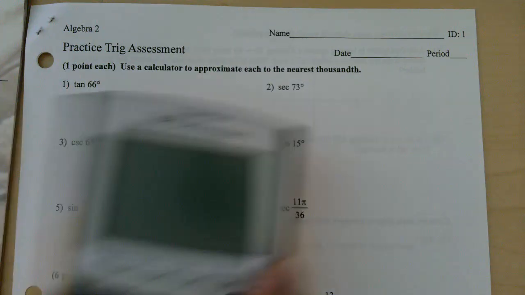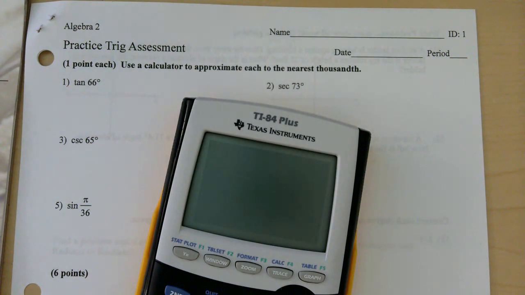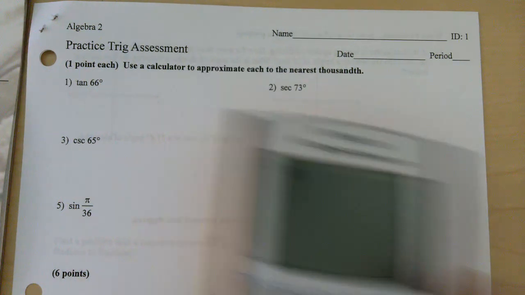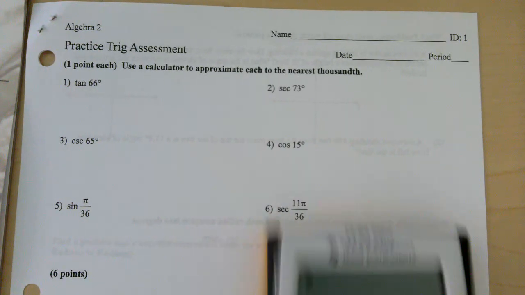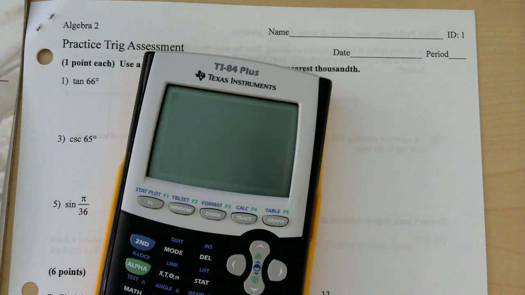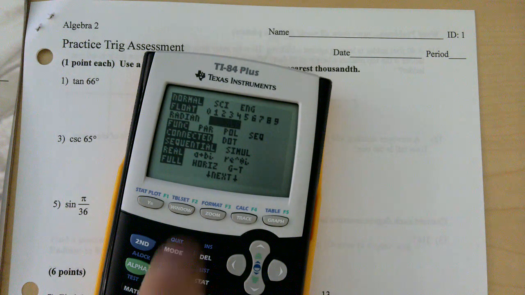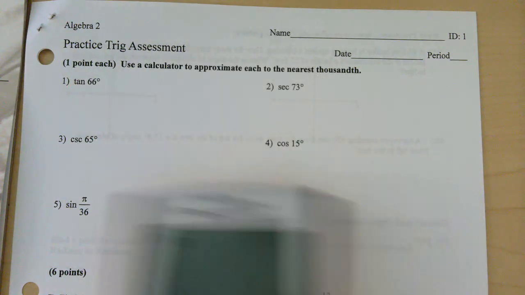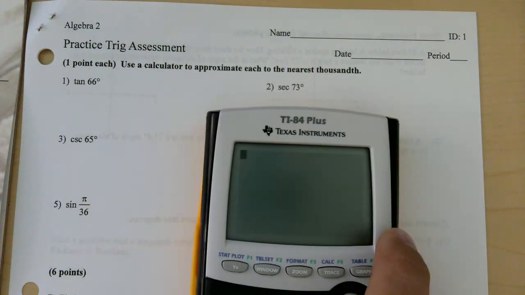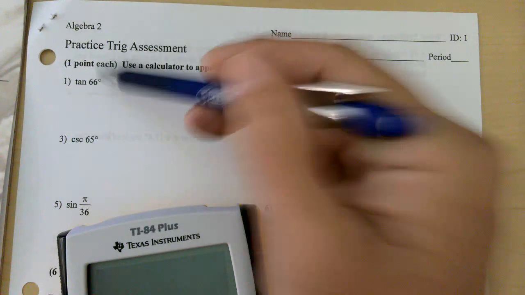The first thing you need to do is make sure you're in the correct mode. You're only going to need to be in radians for questions 5 and 6. So I'm going to go in order and check my mode. Right now, by default, I have it set to radians, but I need to switch to degrees to take care of these first 4 problems because you can see the degree symbol.